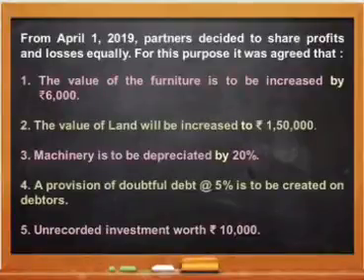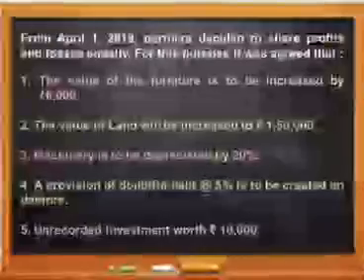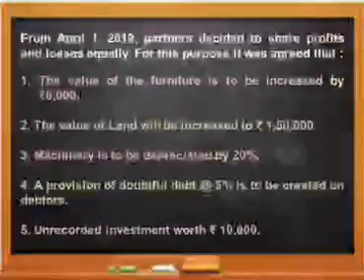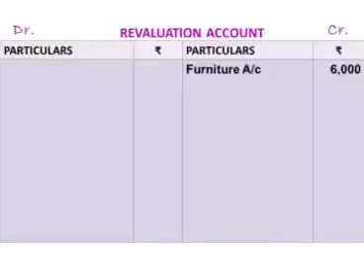So what will be the present value of the furniture? 16,000. But in the revaluation account, the present value of any asset or liability is not recorded. We only record the increase or decrease in the value of assets and liability. So in this case, the furniture is increased by 6,000. An increase in the asset will make the firm happy, so increase will be recorded on the credit side. Hence, furniture account 6,000 is written on the credit side.